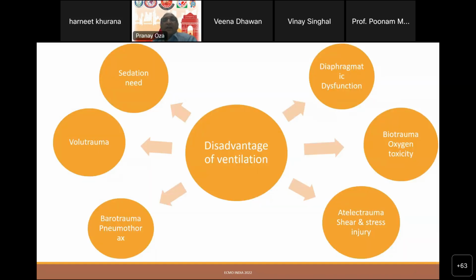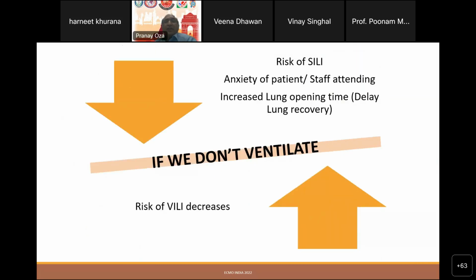And these are the disadvantages of ventilation: diaphragmatic dysfunction, oxygen toxicity, atelectasis, barotrauma, volutrauma, sedation effects. So all these are the disadvantages of ventilation. So if we don't ventilate, what will happen, and if we ventilate, what will be the problem?